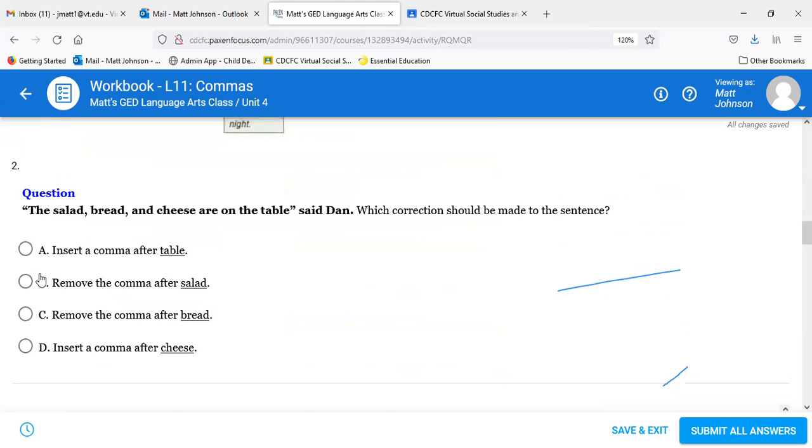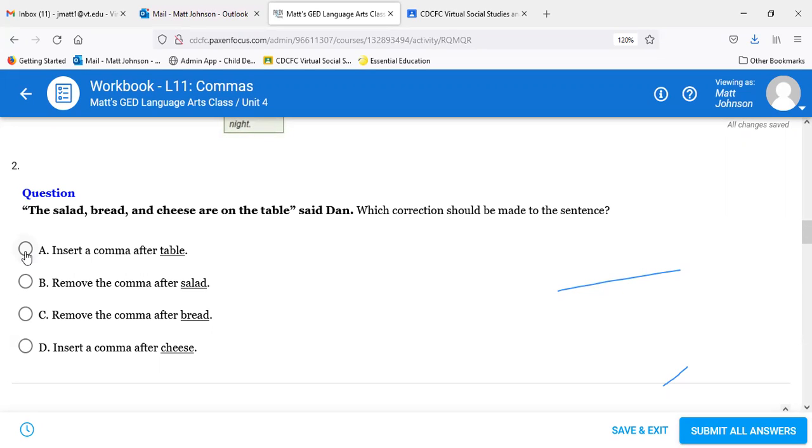Right, then two, let's go to Sasha Gay for two here. The salad, bread, and cheese are on the table, said Dan. Which correction should be made to the sentence? A, insert a comma after table. B, remove the comma after salad. C, remove the comma after bread. And D, insert a comma after cheese. Is it D? It's A.